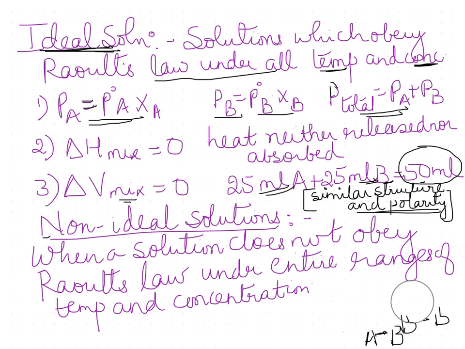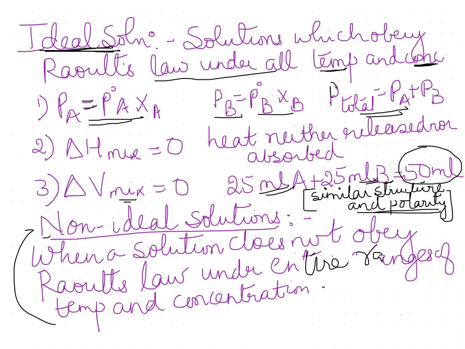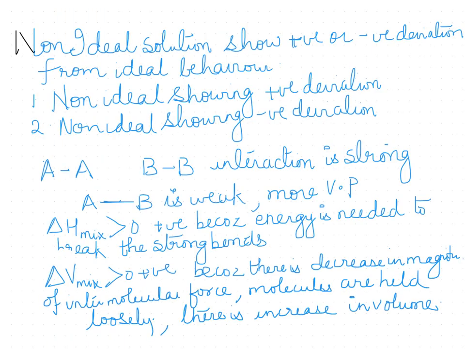Is it clear? So we call them non-ideal solutions. When a solution does not obey Raoult's law over the entire range of temperature and concentration, it is called a non-ideal solution. Are you able to understand? Okay, so now let us move further.